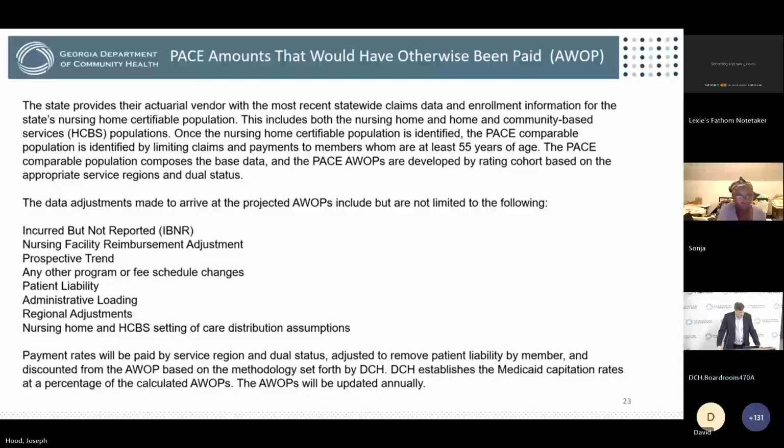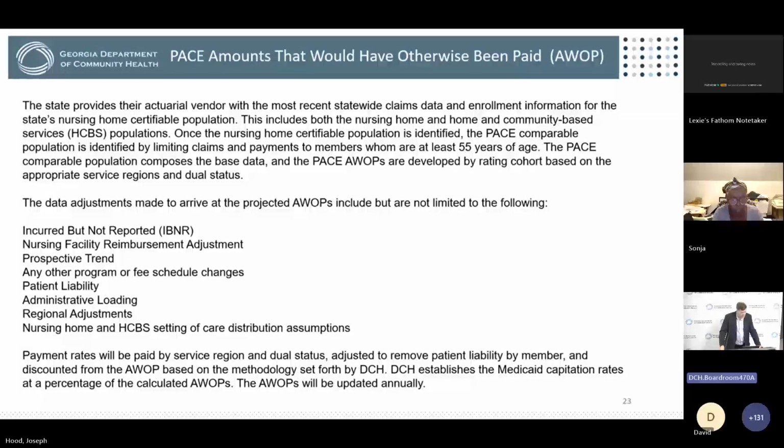So the PACE amounts that would have otherwise been paid, or AWOP, we didn't make that up. That's actually what they call this designation. I think it's very clarifying and transparent, right? So it's the amount the state would otherwise have been paying for these members. So we had our actuary go through, we contracted with Deloitte, who is our actuary for the department for CMOs and for all our actuarial studies.